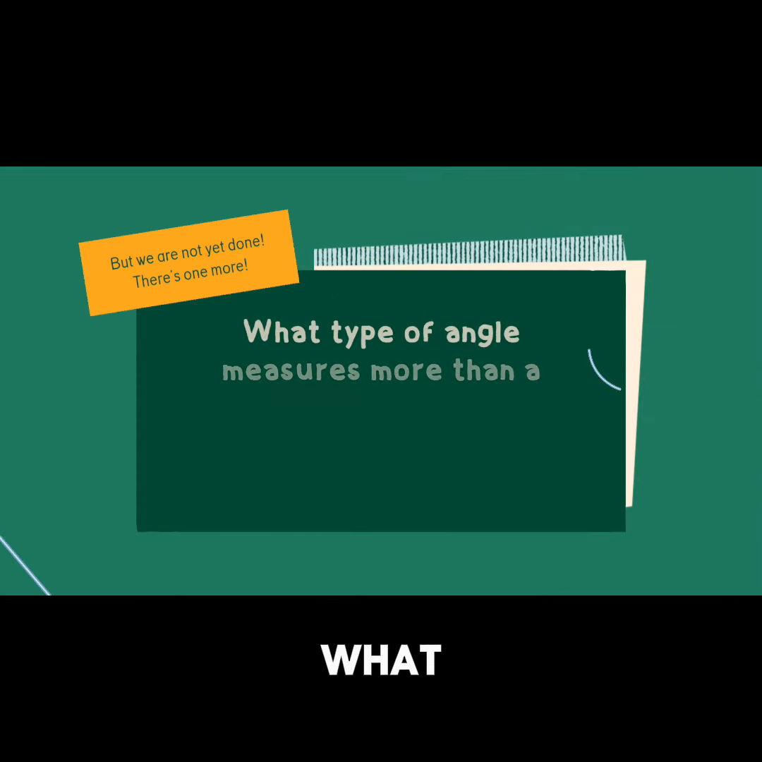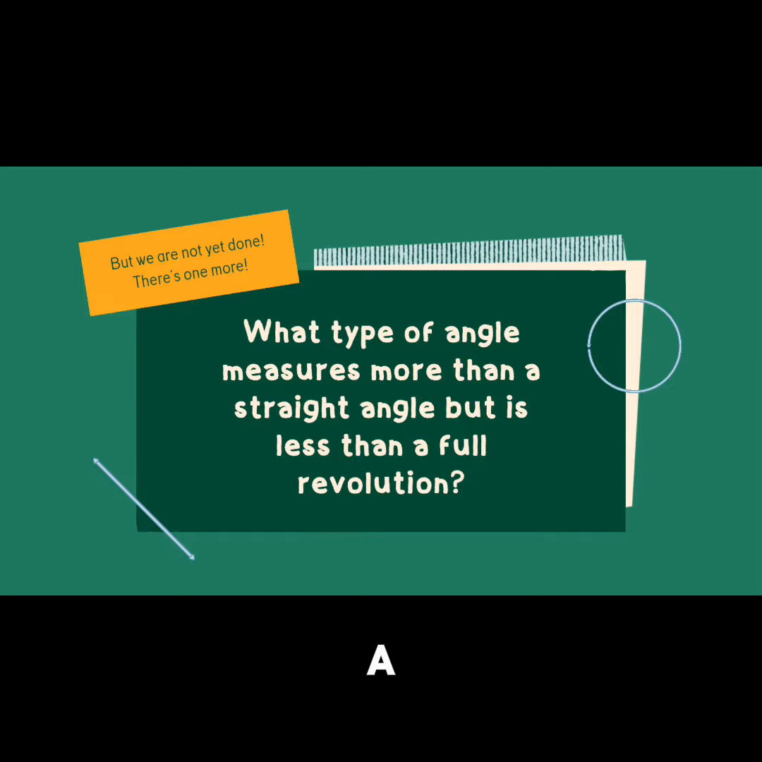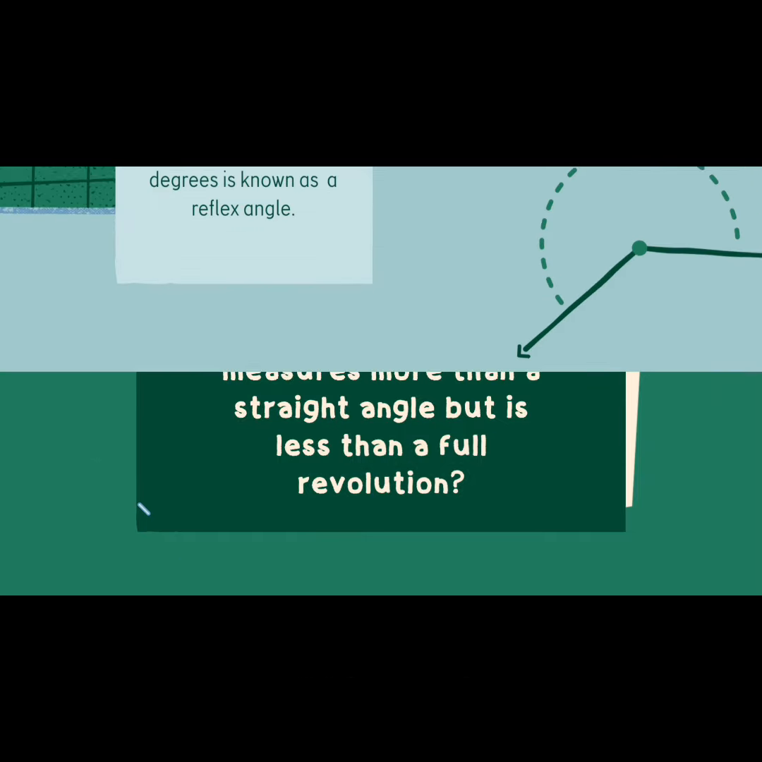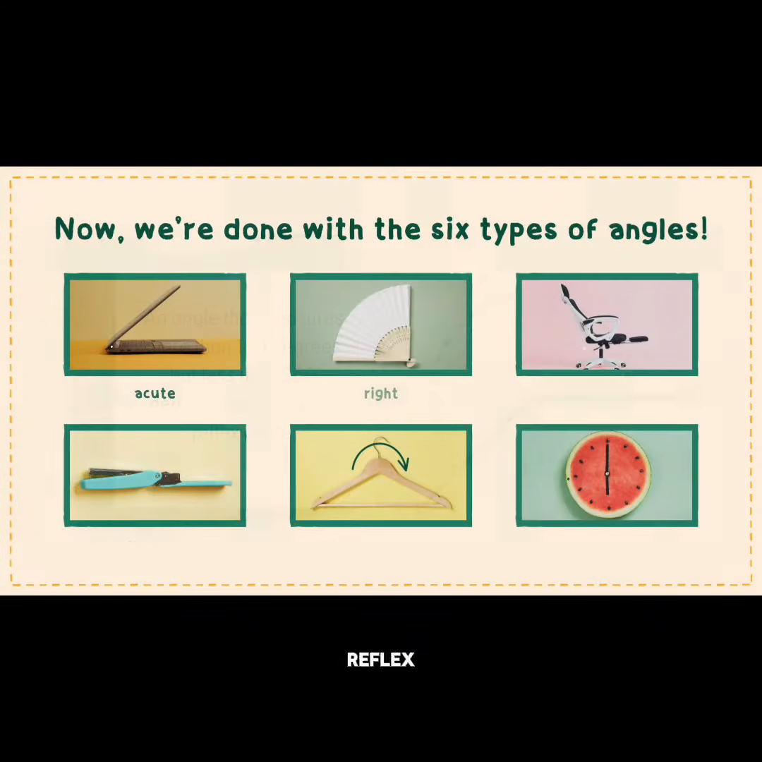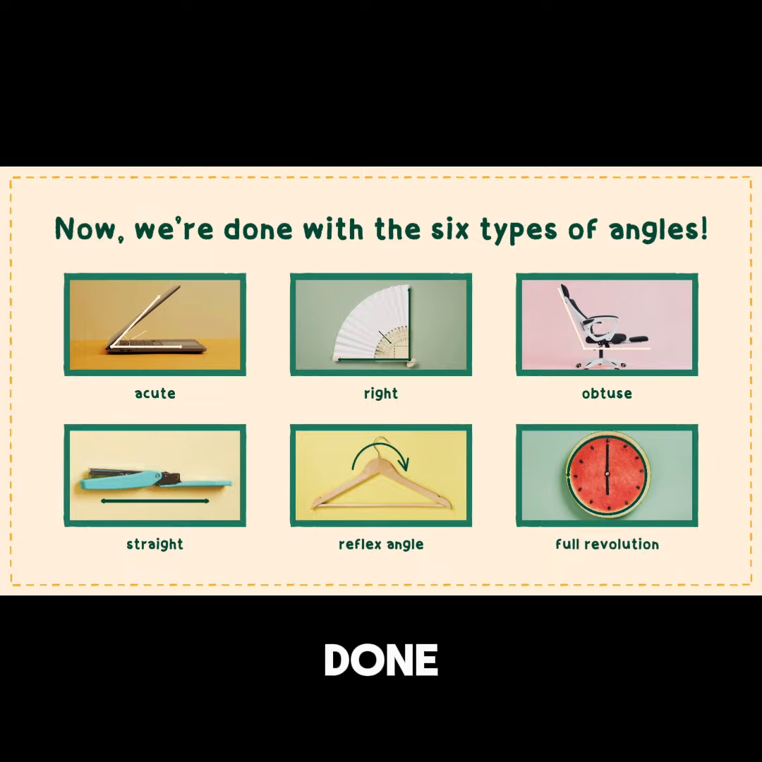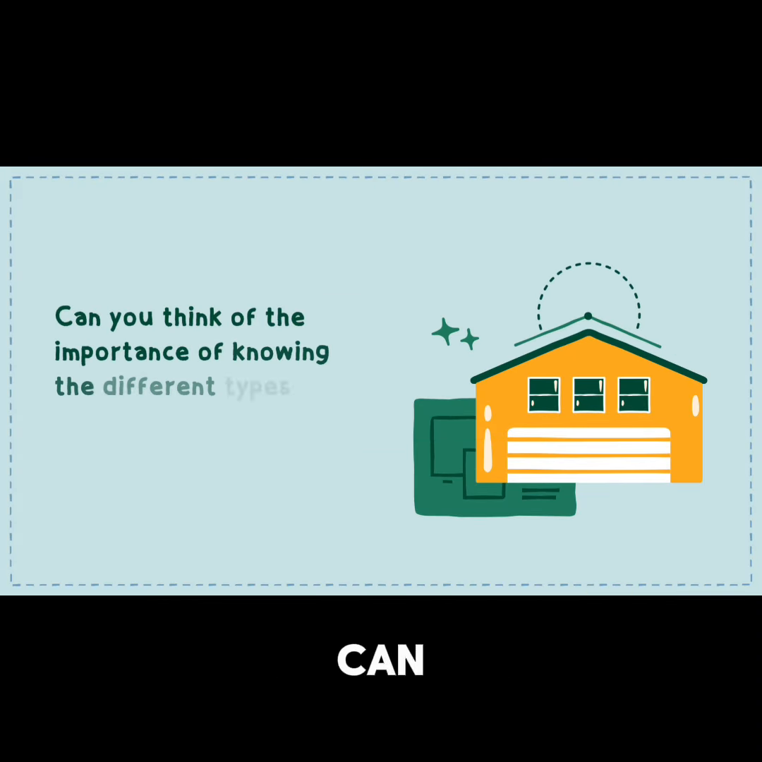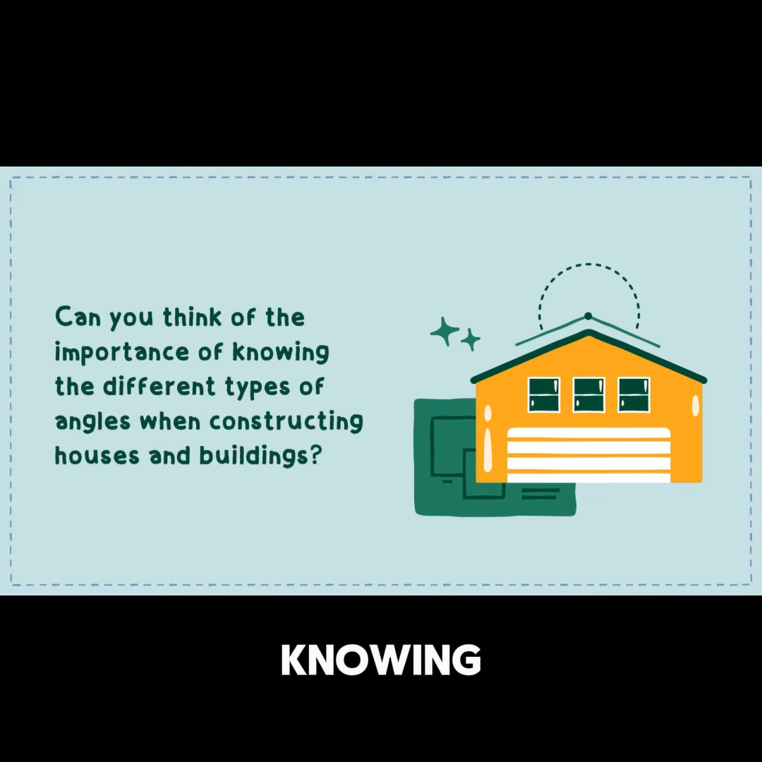Now, what type of angle measures more than a straight angle but is less than a full revolution? An angle that measures more than 180 but less than 360 degrees is known as a reflex angle. Now we are done with the 6 types of angles: acute, right, obtuse, straight, reflex and full revolution. Can you think of the importance of knowing the different types of angles when constructing a building?